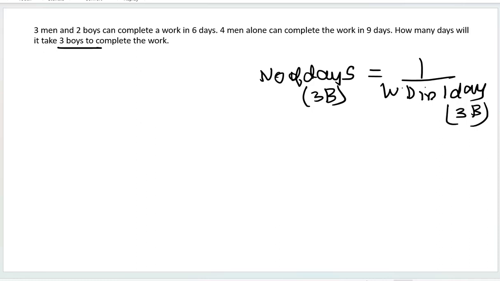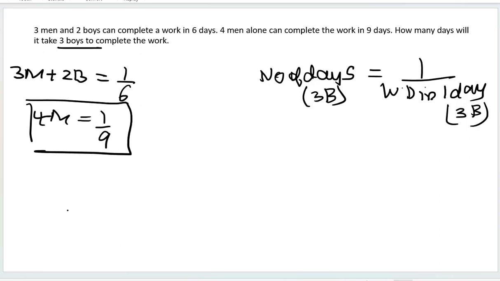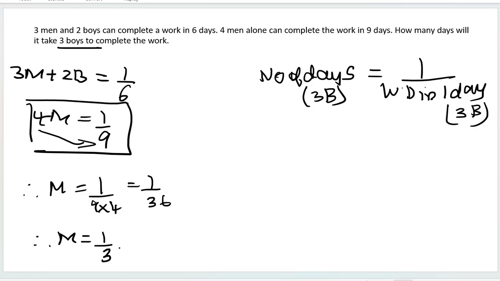Now we have clearly mentioned that 3 men and 2 boys can complete a work in 6 days. So next to 3m and 2 boys, I associate the number 1 by 6. 4 men alone can complete the work in 9 days. So next to 4m, I associate 1 by 9. Using this, I find the value of m. Therefore, m will be 1 upon 9. When I bring this 4 down, this will be 9 into 4. This is 1 upon 36. Therefore, I get my m as 1 upon 36.